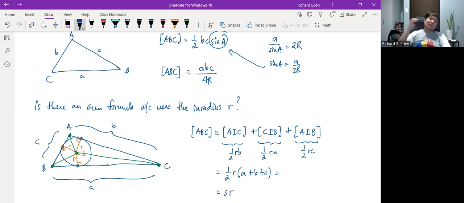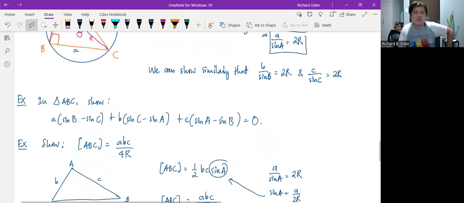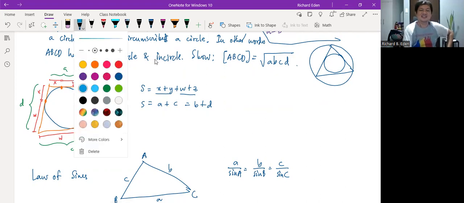Okay. The area of a triangle is the semi-perimeter times the in radius. But can you see how this can be extended to the situation above where you have a quadrilateral and then it has an incircle? Because if you have an incircle, the quadrilateral is sort of a frustum of that triangle. You just cut off part of it.